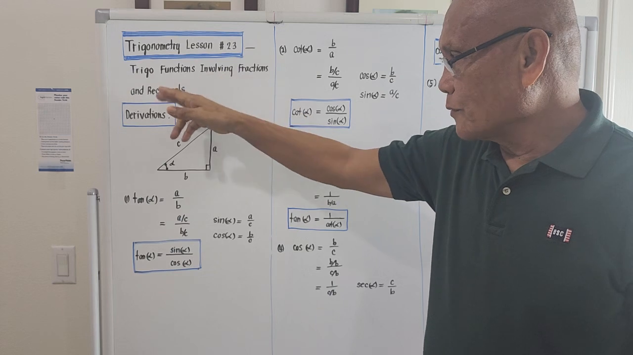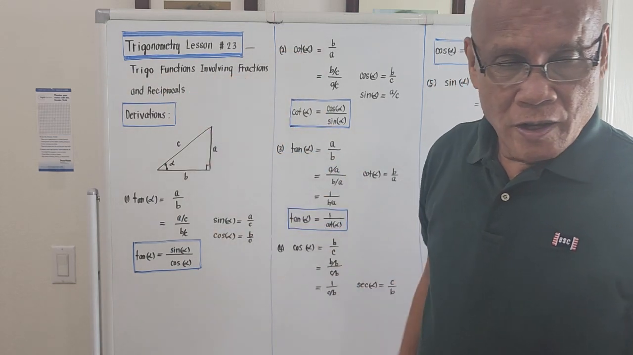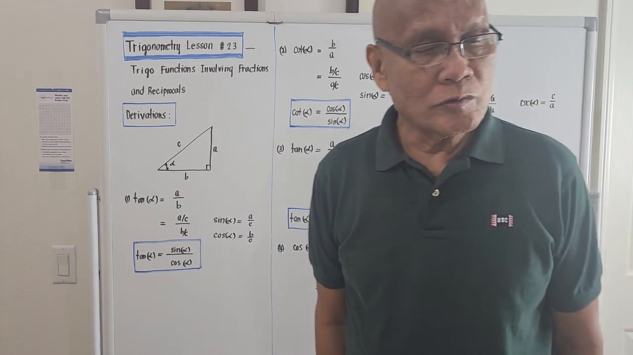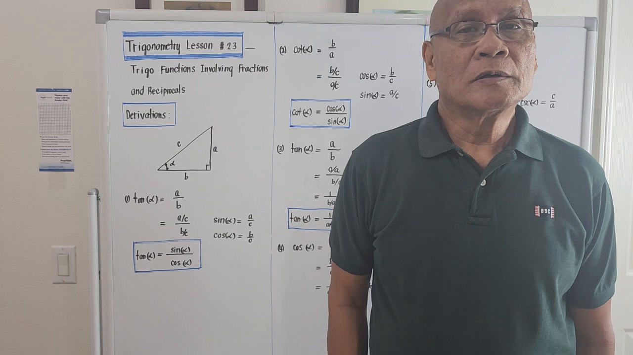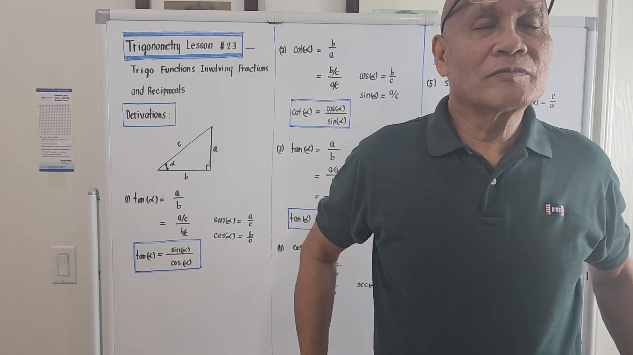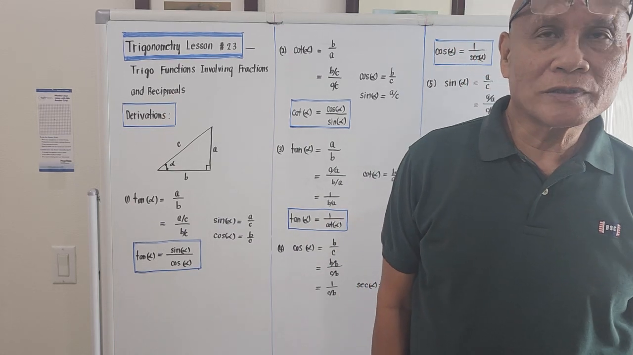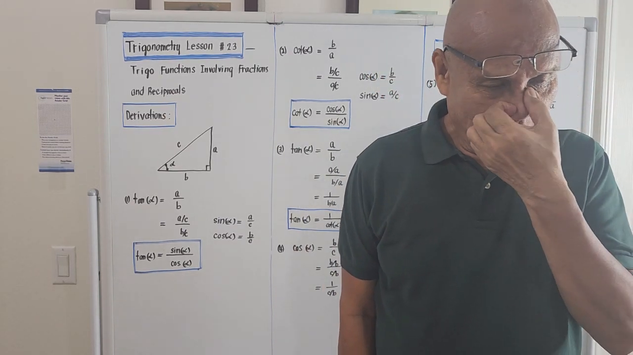My topic for this morning will be a continuation of my subject matter, Trigonometry, lesson number 23. The title of the topic will be Trigo functions involving fractions and reciprocals. This is a continuation of the study of identities of trigonometry. The last time around, I derived the three most important trigonometric identities under trigonometry.